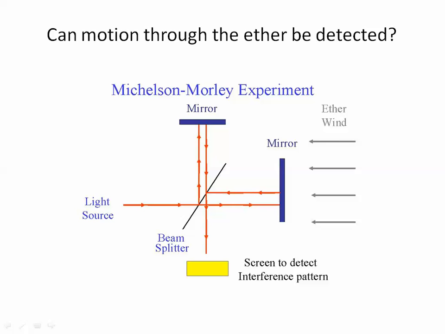If light traveling in perpendicular directions travels at different speed because of the ether wind, then there should be a shift in the interference pattern as the apparatus is rotated through 90 degrees.